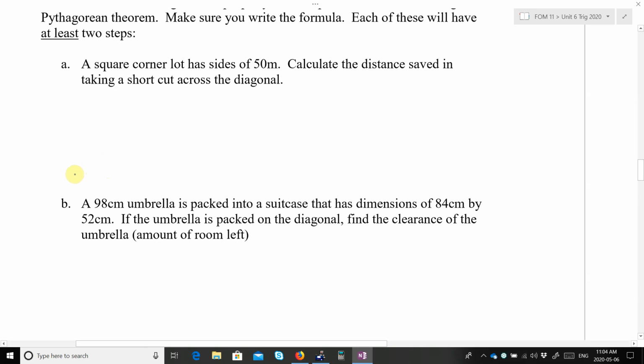Okay, so imagine you want to get from point A to point B. Square corner lot has sides of 50 meters. We could complete the square if you want.